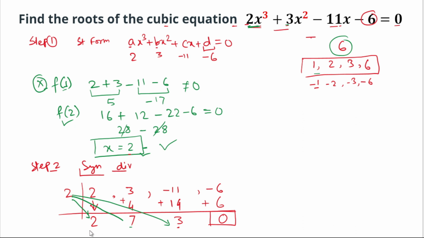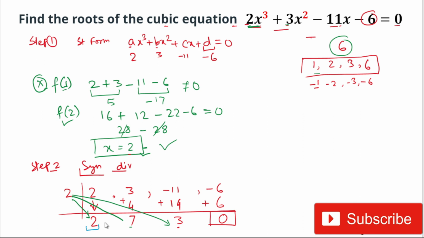Therefore we will make these the coefficients. It is the coefficient of x square, so we can write 2x square, and it is the coefficient of x, so 7x, and the constant value will be 3. So we can write it here. Our next factor will be 2x square plus 7x plus 3 equal to 0. If you look at it, it is in the form of a quadratic equation.